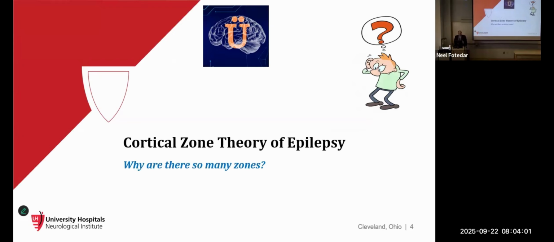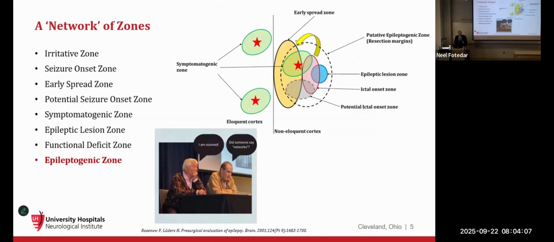So what is exactly the cortical zone theory, and why are there so many zones in the first place? This is my play on the words, so-called network of zones. We all know we love the word network here. As you are familiar with already, there are several zones postulated in the cortical zone theory of epilepsy. You have the irritative zone, the seizure onset zone, the spread zone, the symptomatogenic zone, the epileptic lesion zone, the functional deficit zone, and then the most important one, which everybody's after, which is the epileptogenic zone. And there's a schematic up here, which we'll go into again later, as this is a hypothetical schematic to show the spatial relationships of these areas of the brain.